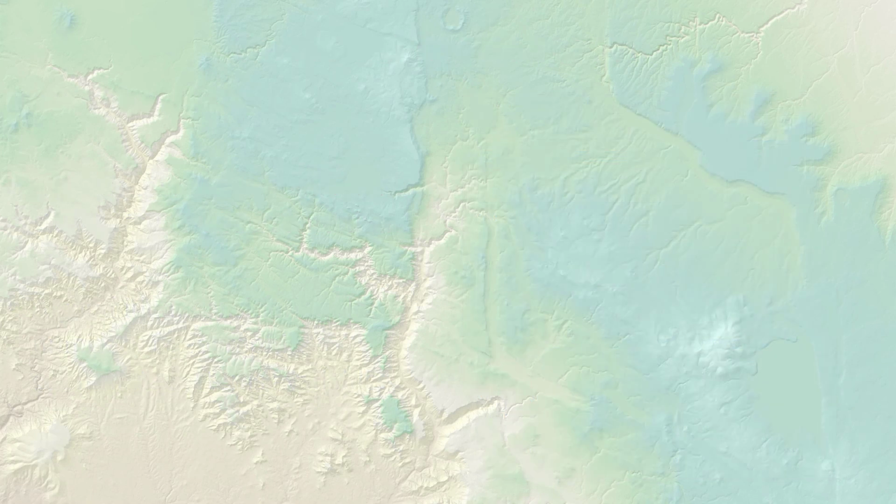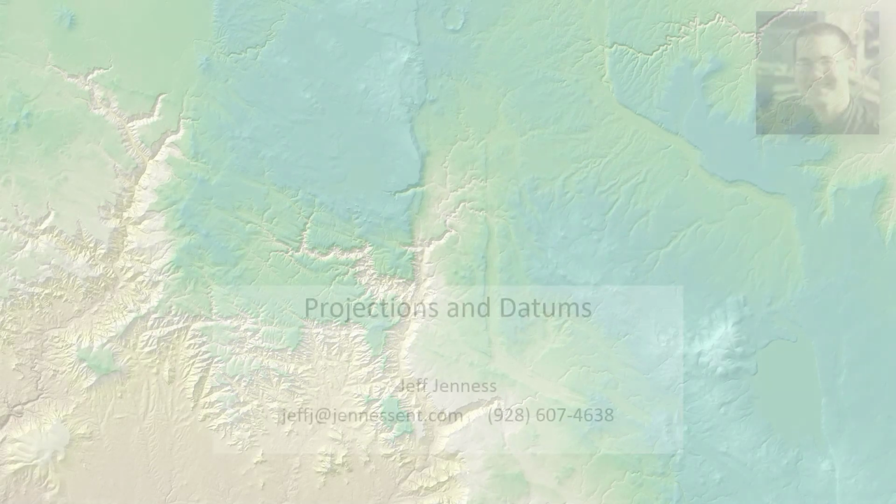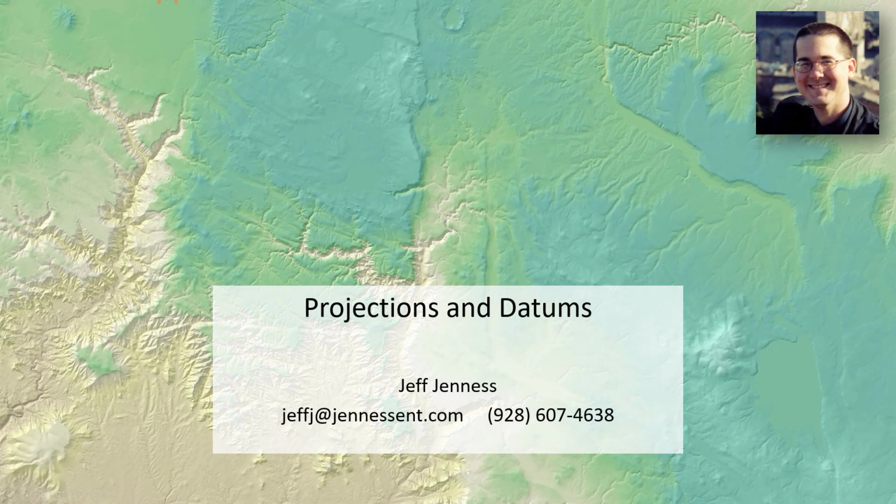Okay, I think that's enough to cover in this video, and in the next video we'll wrap up our discussion of projections and datums by learning about how to actually project your data into new coordinate systems. Now, this means to create brand new data sets in that new coordinate system, and we'll look at why you might want to do that, and the tools available to you, and some special issues with projecting raster data.